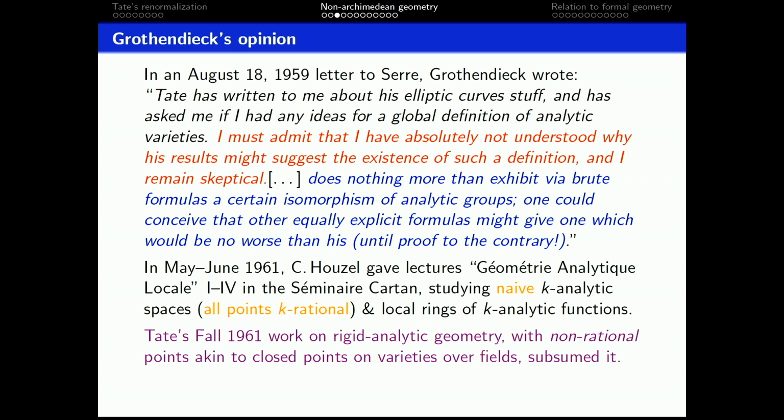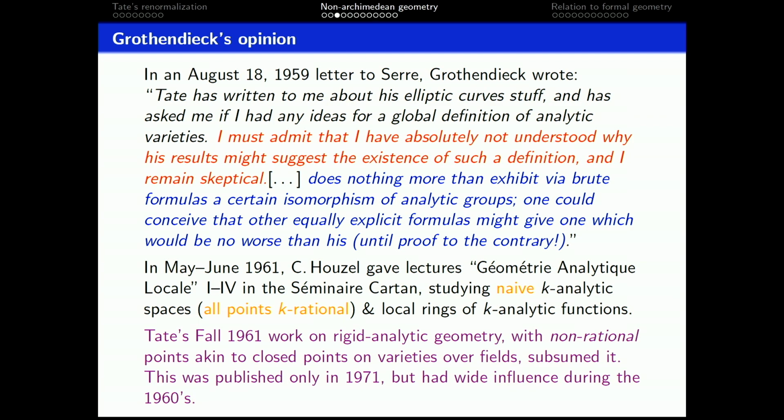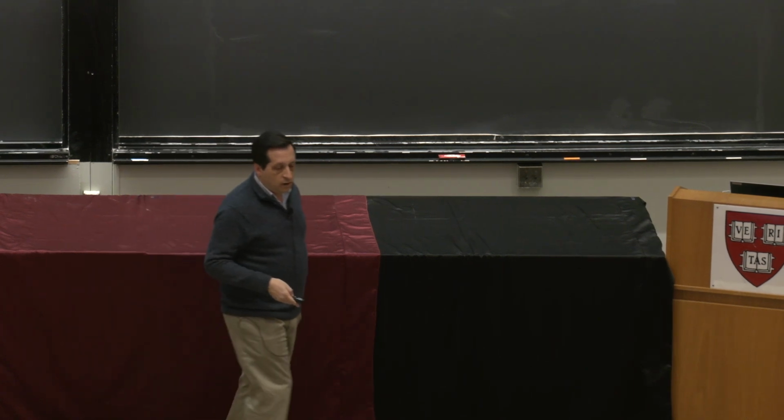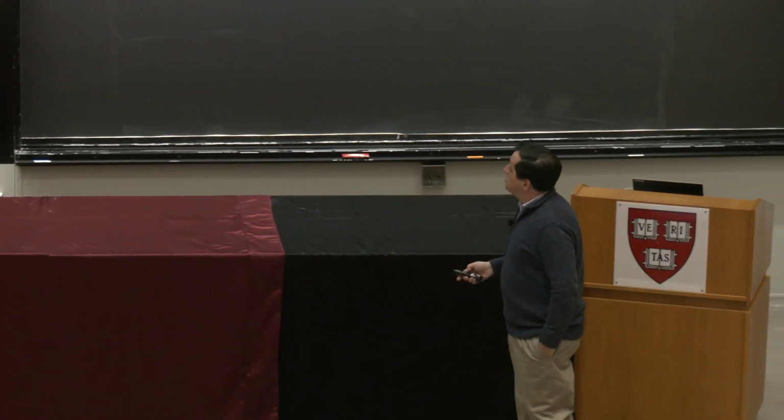That fall, Tate began and largely did his work on rigid analytic geometry, and for these spaces, as we'll discuss, they incorporate non-rational points somewhat in the same way that varieties over a general field have closed points that have non-rational residue field. This work, in some sense, subsumed what was done here. We'll have more to say about that. But the work that Tate did in the early 60s on this topic, as we'll discuss, only wound up getting published in 1971, but the actual manuscript he wrote circulated informally among various people and had a lot of influence, as we'll see.